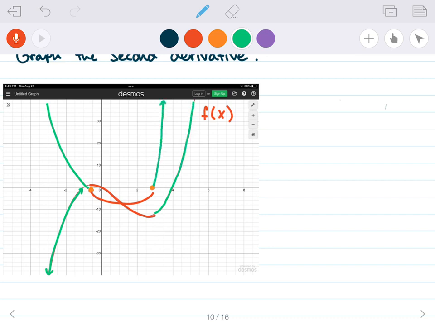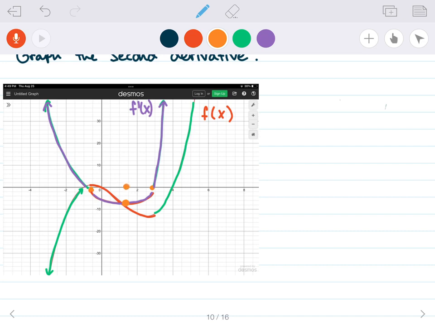Alright, let's trace this out, maybe in, which color did I use? Purple for f prime of x. So let's go ahead and trace that out. Alright, so what I'm tracing out in purple is our f prime of x. Now for f double prime of x, again, we're going to look at where there's flat portions on f prime of x first. And it looks like the vertex of this is going to be right about here.